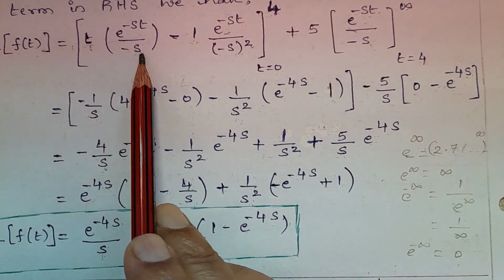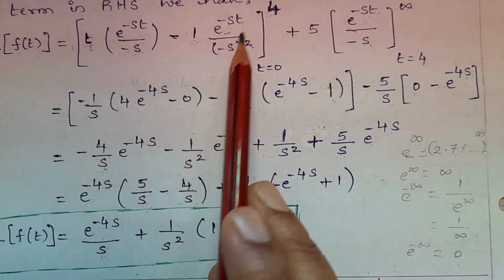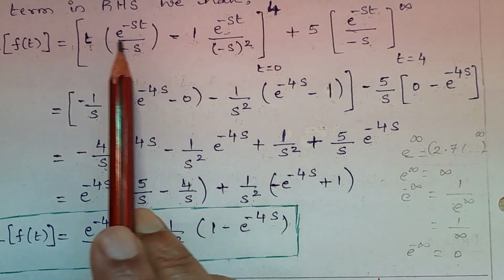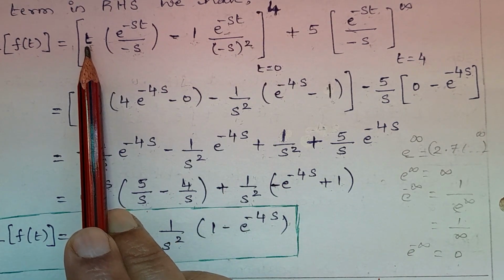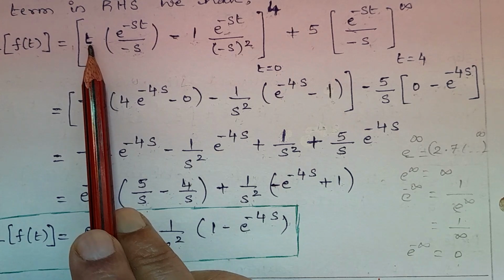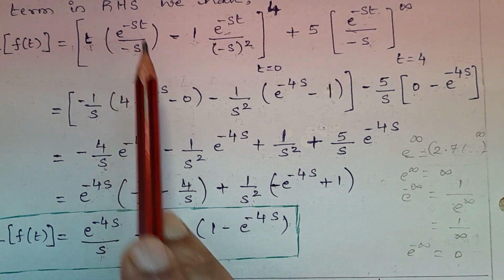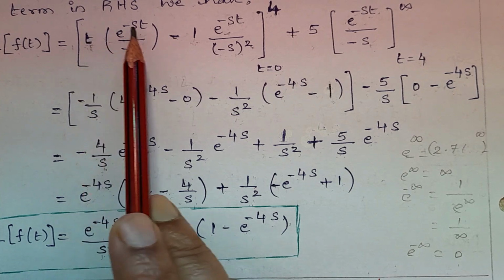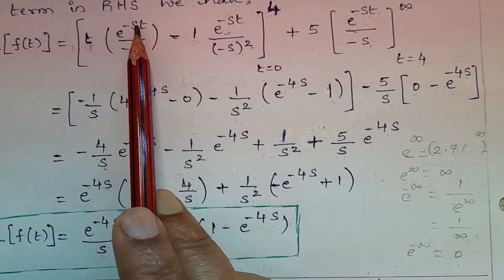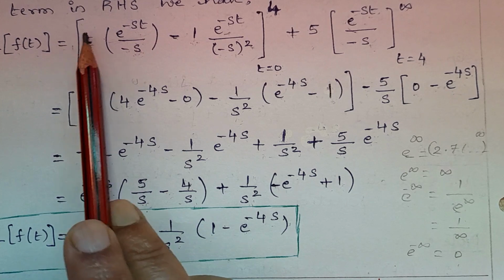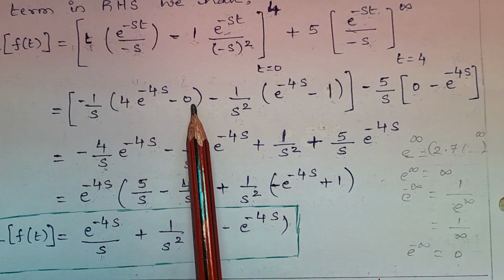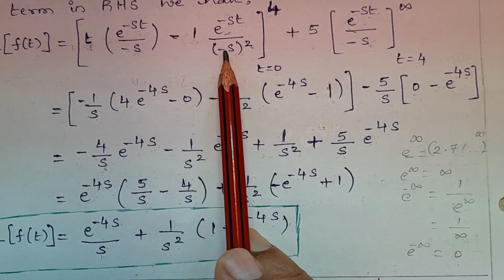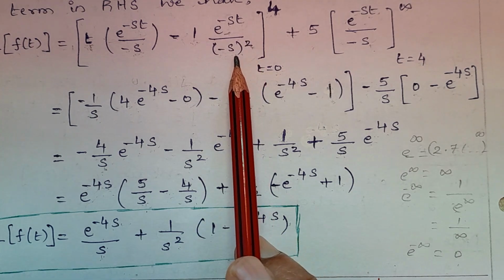Next, minus 1 by s take outside. So first apply the upper limit t. For t, upper limit is 4, e power of minus 4s, and lower limit t is 0, 0 into e power of 0. E power of 0 is 1, but t value is 0, 0 into anything is 0, minus s whole square is plus s square.